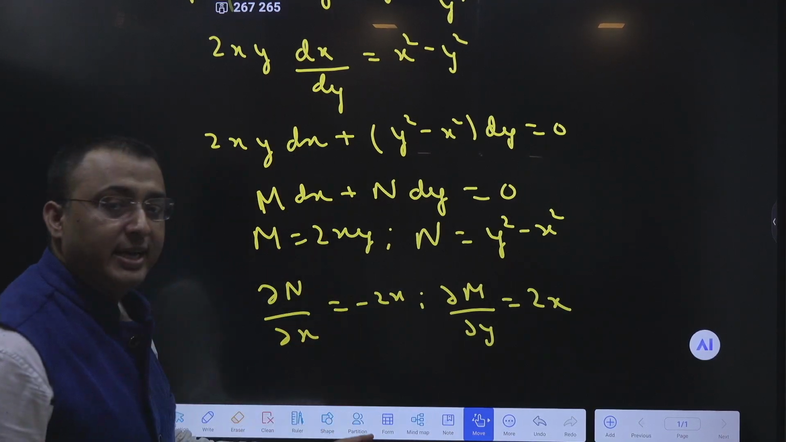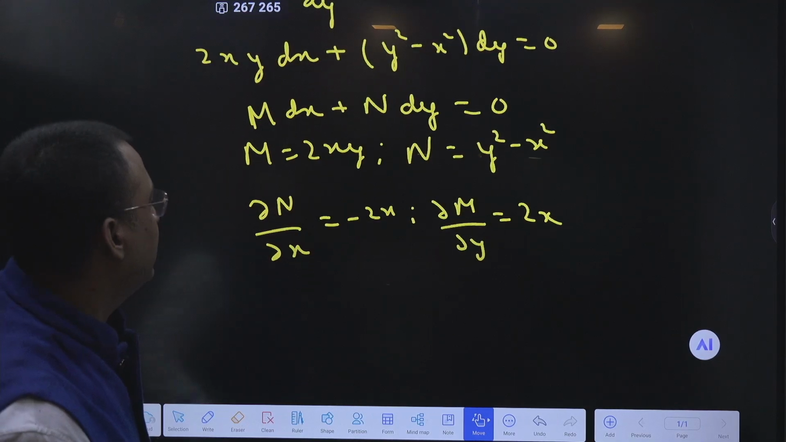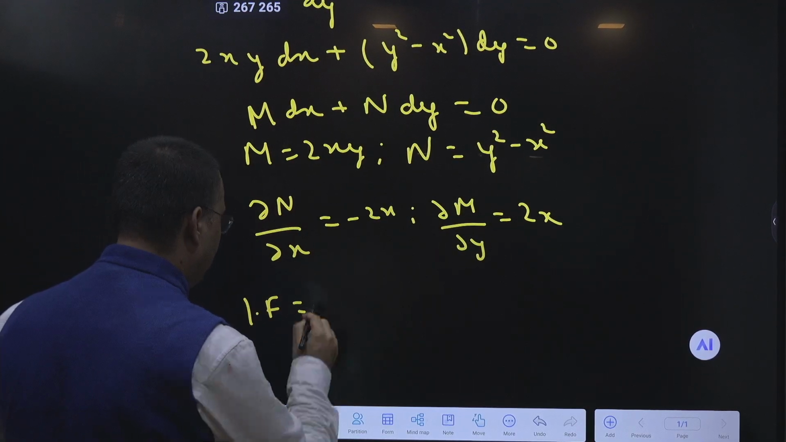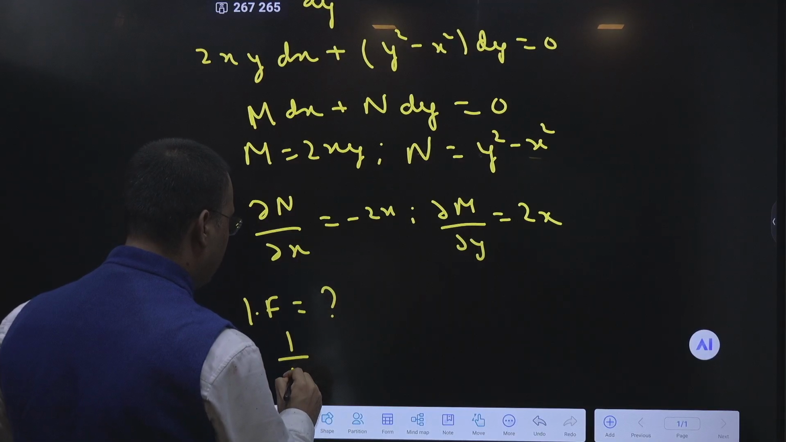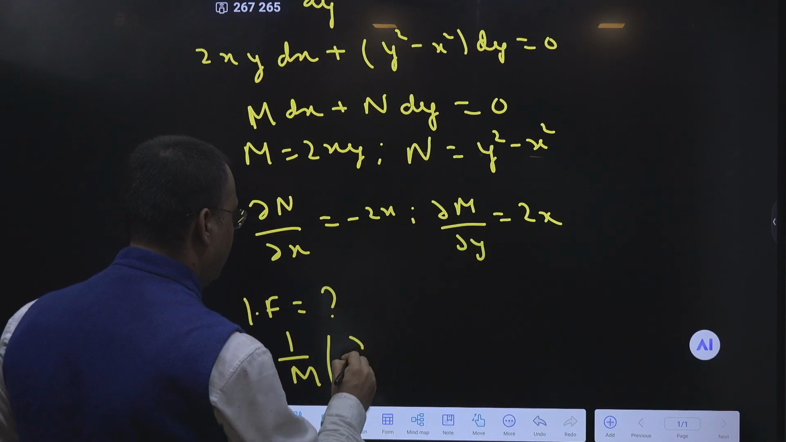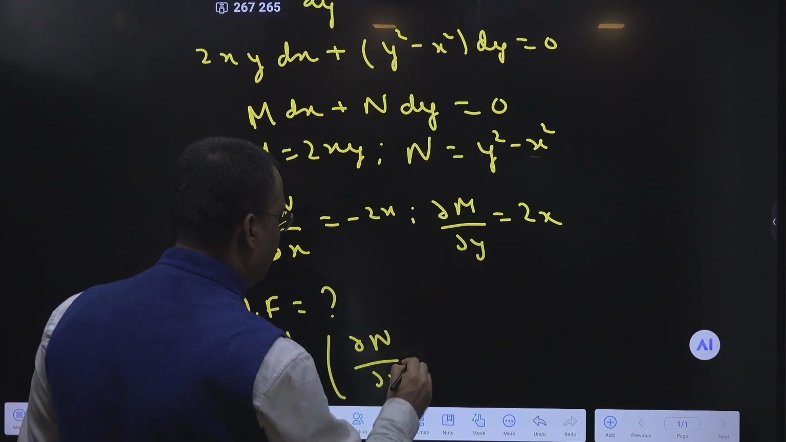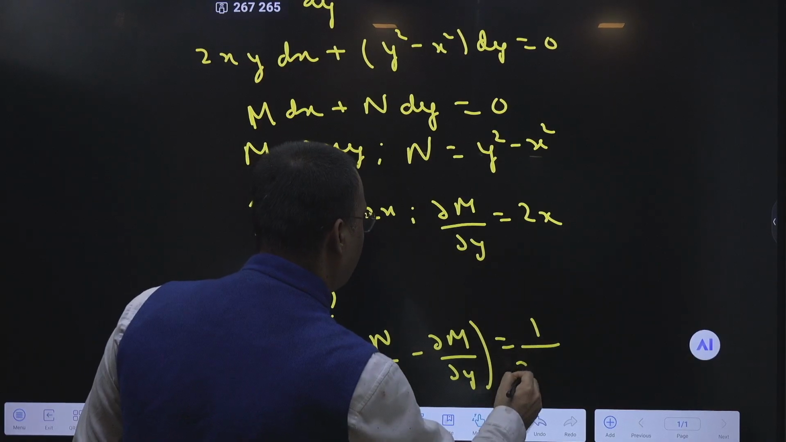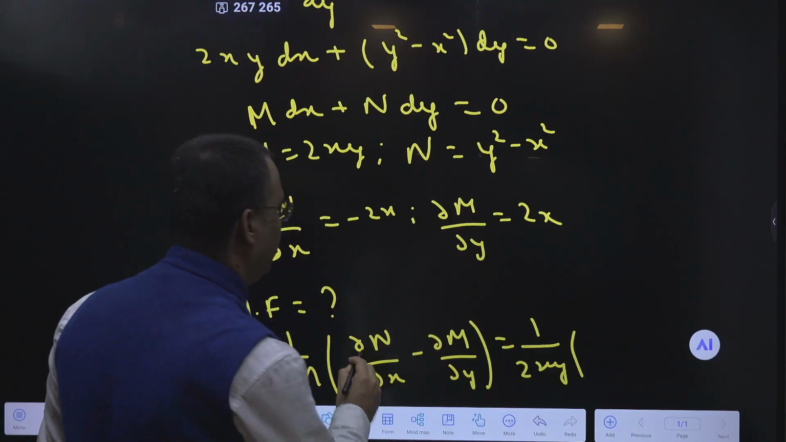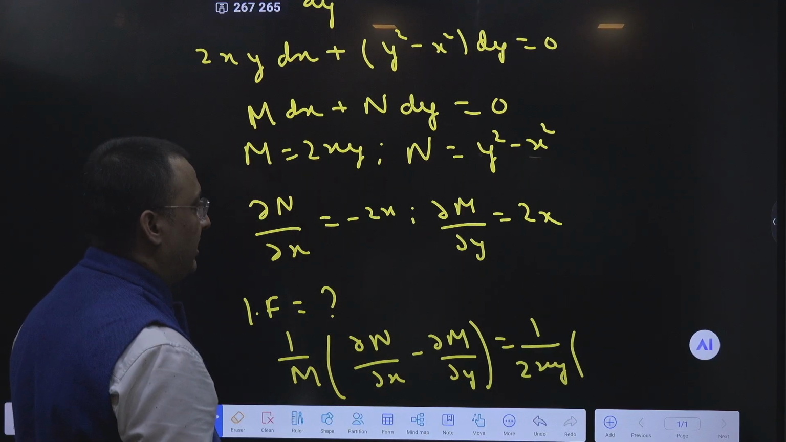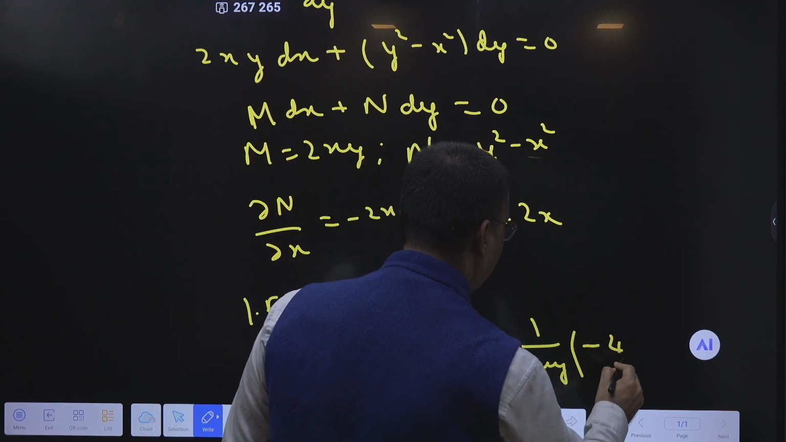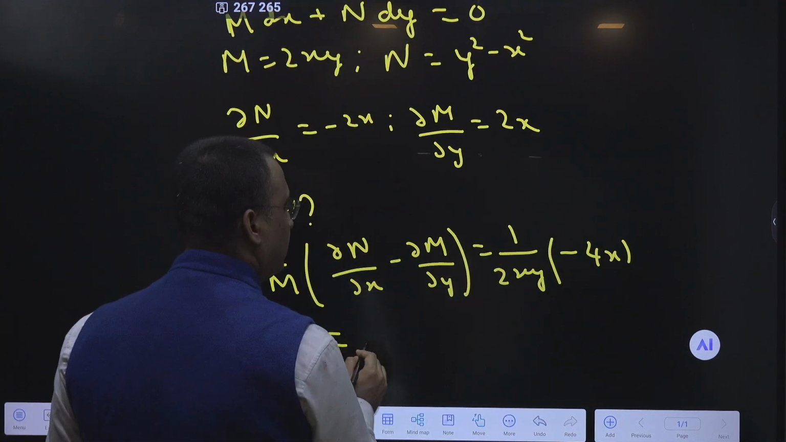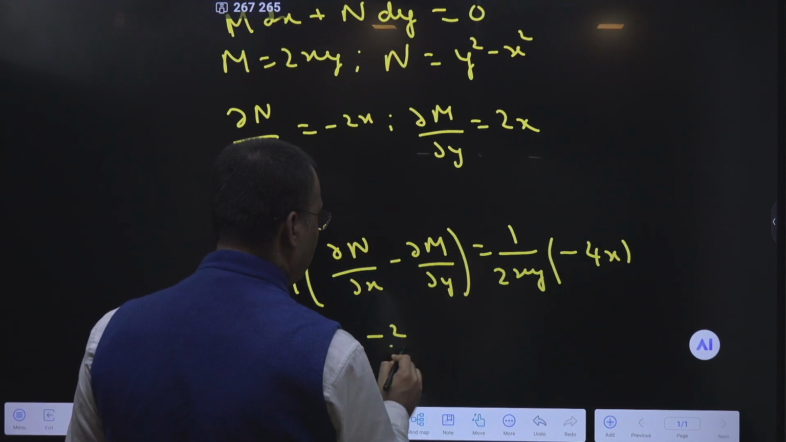Now, they are not exact. So, I need to have an integrating factor. So, integrating factor I have to find out. If I just choose 1 by M times del N by del x minus del M by del y, this is equal to 1 by 2xy, and del N by del x minus del M by del y is minus 4x. So, this is nothing but minus 2 by y.